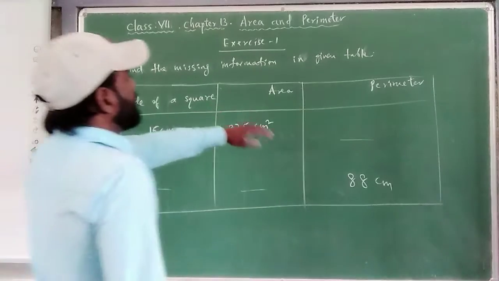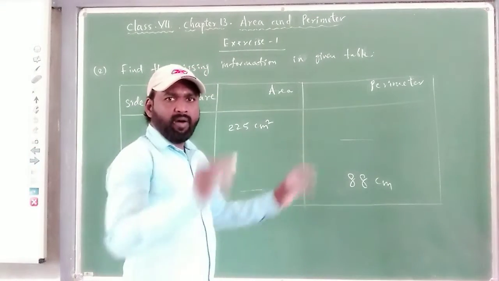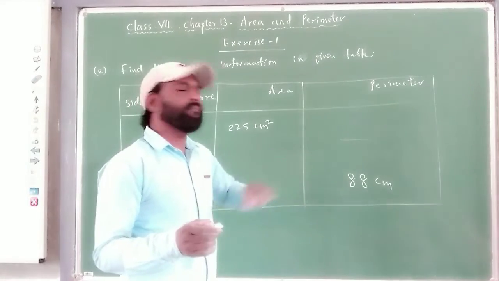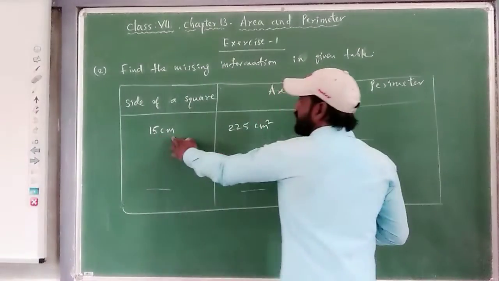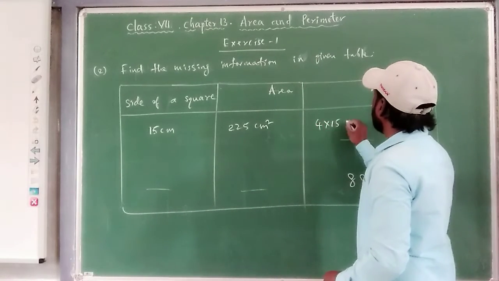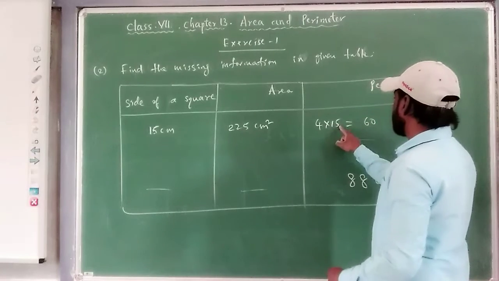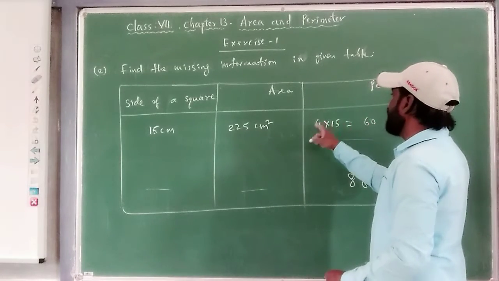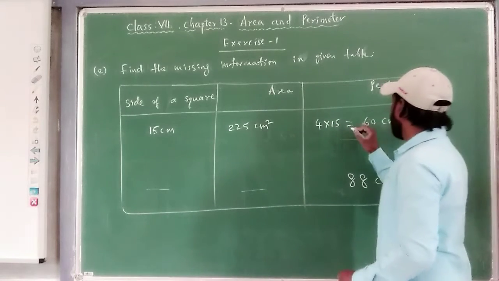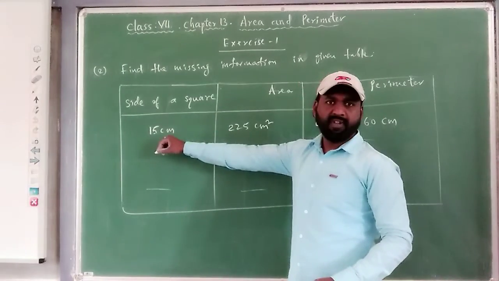We know perimeter of the square is nothing but 4 into side, the sum of all its sides. A square will have 4 sides, so 4 into side will be the perimeter of the square. The side is 15 centimeters, so 4 into 15. How much is it? 60. 4 5s are 20, 0 here, 2 to carry. 4 1s are 4 plus 2 is 6. 60 centimeters. So perimeter is 60 centimeters, whose side is 15 centimeters.